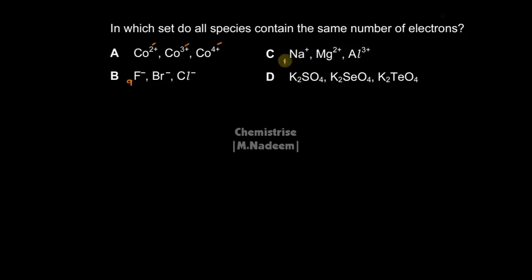Sodium has proton number of 11 and it has plus 1 charge. It means it has 1 fewer electron, that means it has 10 electrons. While magnesium, its proton number is 12 and 2 plus means it has 2 fewer electrons, that means it has 10 electrons again. Aluminium has 13 protons and 3 fewer electrons, means it has 10 electrons. So all of them have the same number of electrons, so C is the right answer.